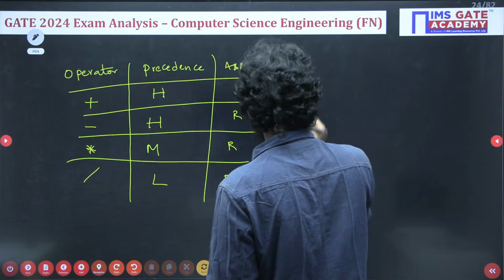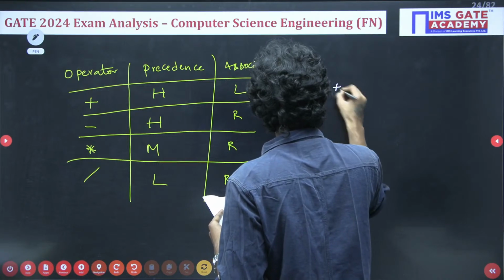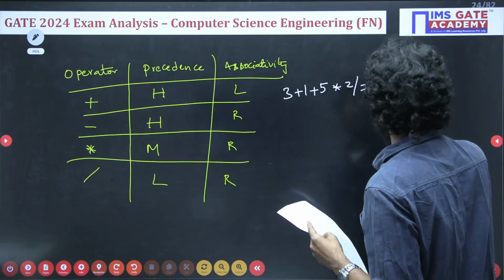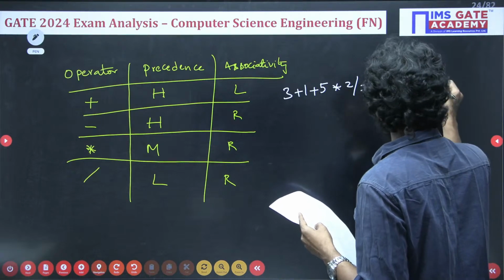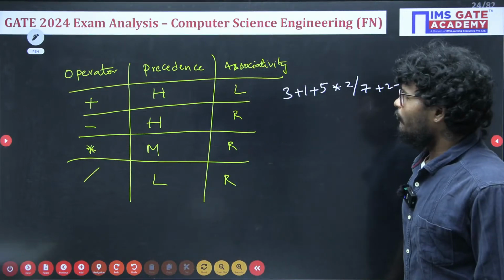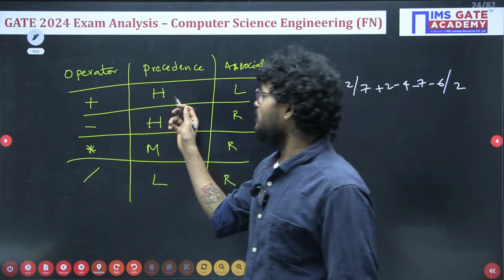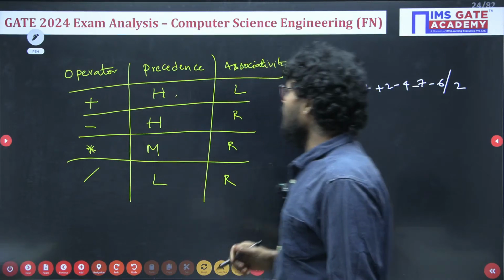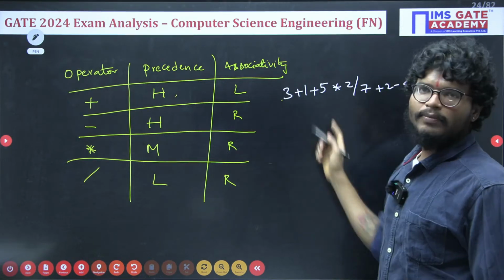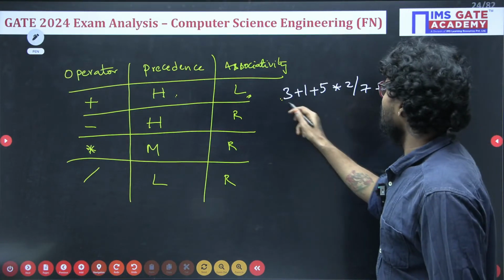So what is the expression here? So we have 3 plus 1 plus 5 multiplied by 2 divided by 7 plus 2 minus 4 minus 7 minus 6 by 2. Right. So here first let us see what are the highest precedence operators. So we have the highest precedence operators, addition and then multiplication. So let us try to do first the additions and multiplications. And you see here addition is left associative, therefore you will do the additions from left side.